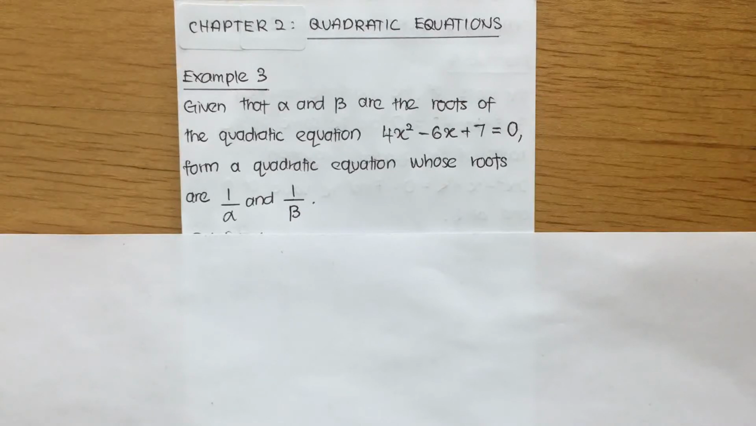In this Part 2 video, I'm going to discuss two questions, which are example 3 and example 4. Let me read the example 3 question now. Given that alpha and beta are the roots of the quadratic equation 4x squared minus 6x plus 7 equals 0, form a quadratic equation whose roots are 1 over alpha and 1 over beta.